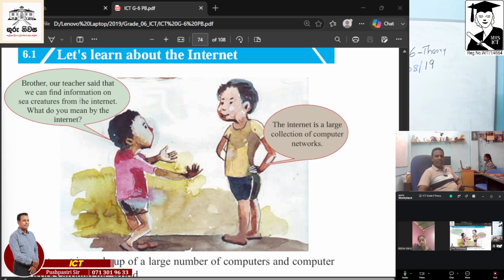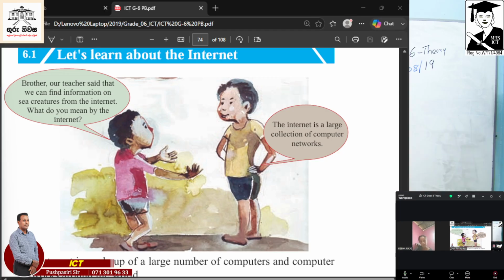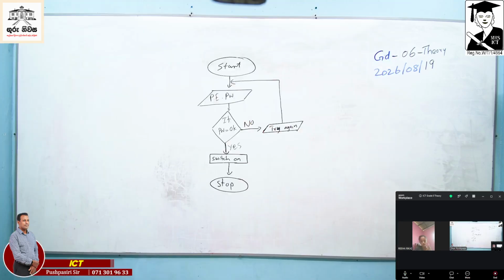I'm asking what is network. So, we will discuss that one. What is network? Do you know about the network? No. Okay. So now, first of all, we have to understand what is network. Now I'm going to explain to you what is network. So I'm going to discuss with you about the network.